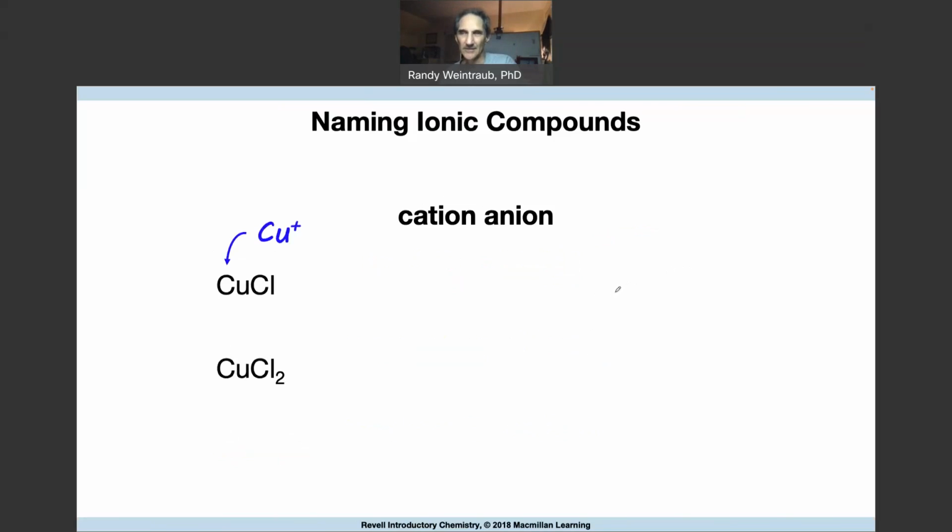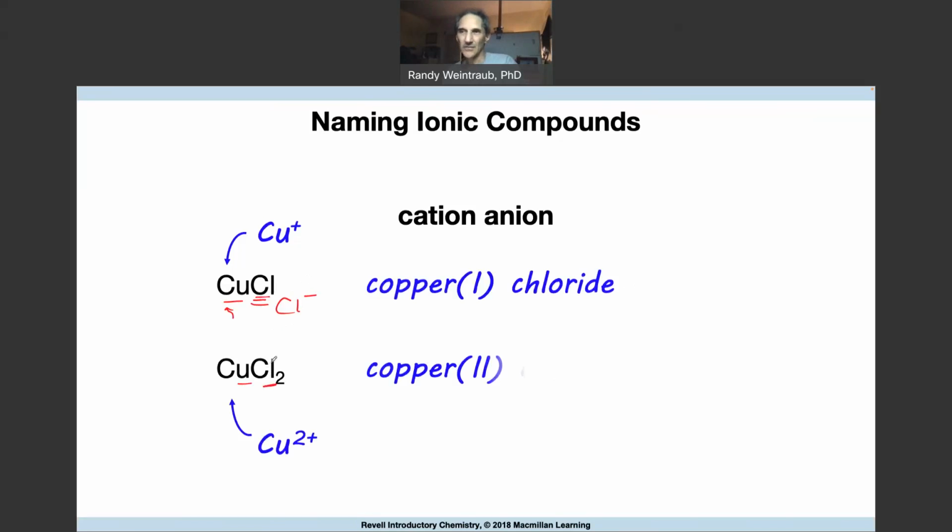So for copper +1, and we could predict that's a +1 because chlorine, when it goes to chloride, is always 1-. That means the copper has to be +1. So that's how we write copper(I) chloride. And for this one, we know it's going to be copper(II) chloride.